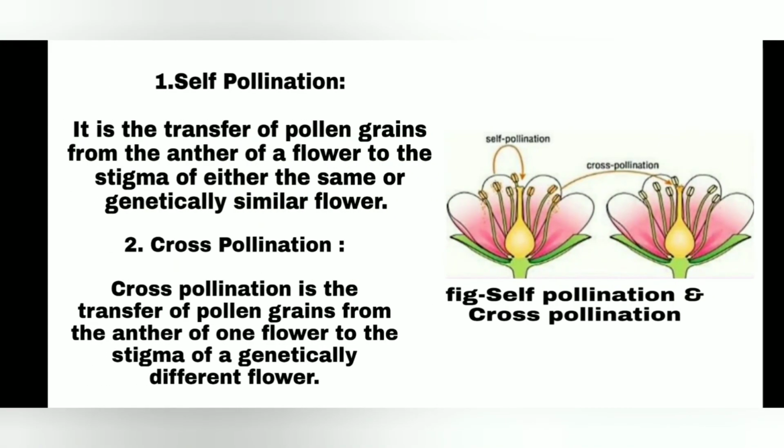Here, number 1, self-pollination. It is the transfer of pollen grain from the anther of a flower to the stigma of either the same or a genetically similar flower. Number 2, cross-pollination. Cross-pollination is the transfer of pollen grain from the anther of one flower to the stigma of a genetically different flower. The figure shows self-pollination and cross-pollination.